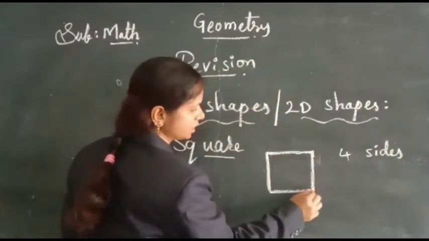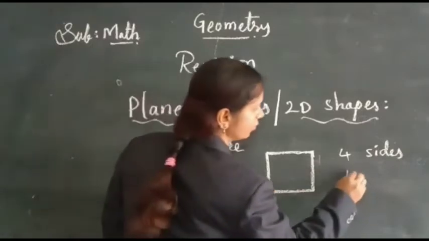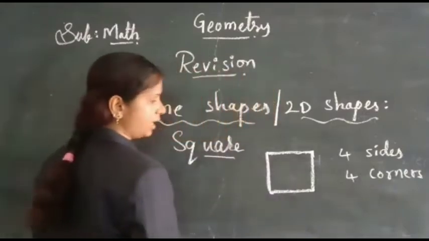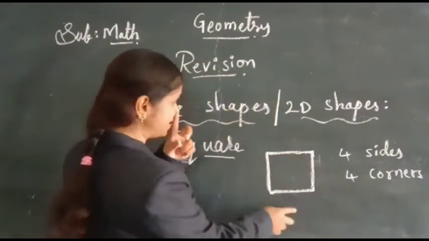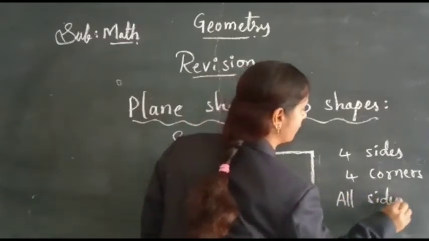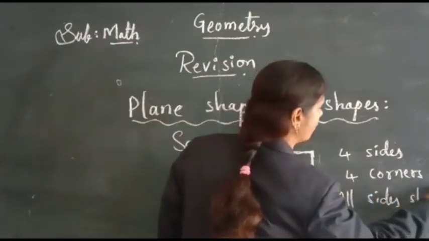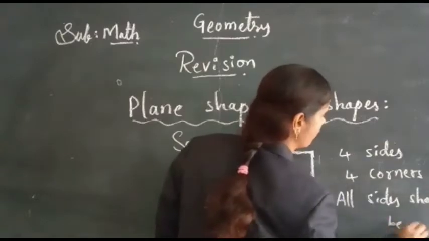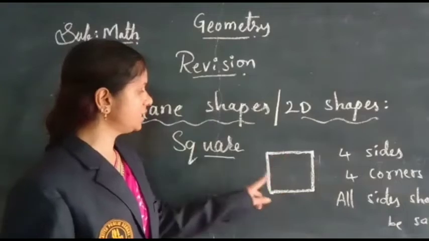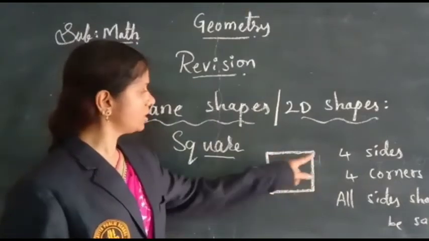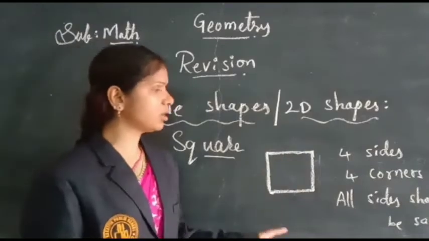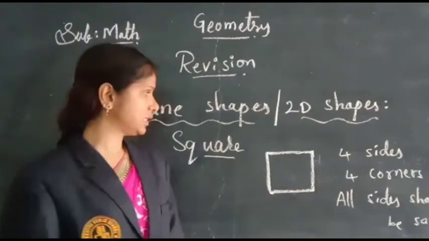See here, you can see 4 corners, and all sides should be the same. So a square has 4 sides, 4 corners, and all sides should be the same. It means all sides' lengths should be the same.